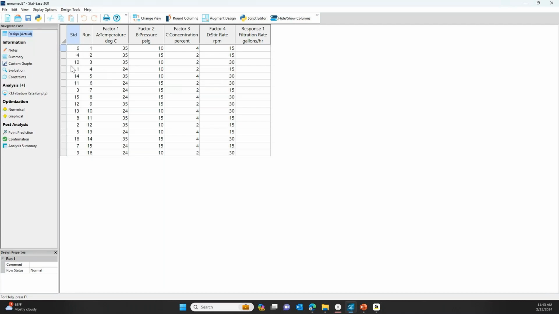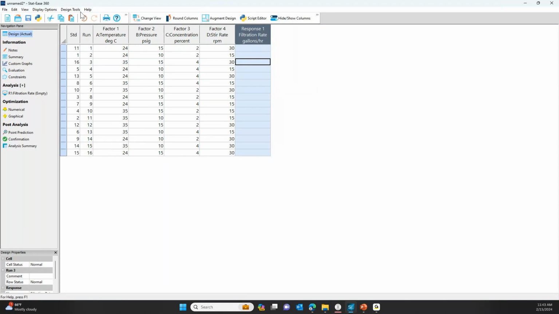Notice that I have the standard run order and I have the randomized run order, right? Which one can re-randomize if one chooses, but there it is. So that we don't run it in standard order. We want to make sure that we protect it against the potential impact of those lurking variables. Well, then we get our data.